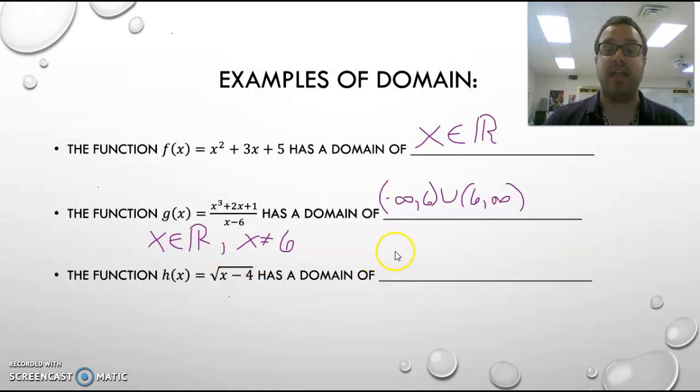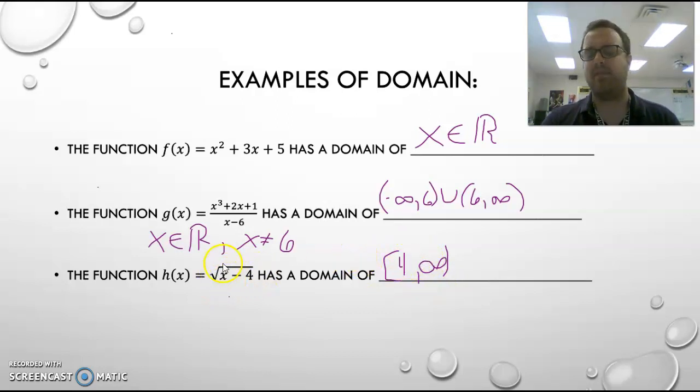The way I would show that here is using interval notation: I would put a bracket at 4, going to infinity. So what we're saying is that x can be anything from 4 to infinity, and we're good to go. If I have anything less than 4, let's say I had 3, I would get a negative number underneath that square root, and I would have a problem. So that's really what we're looking for with domain.